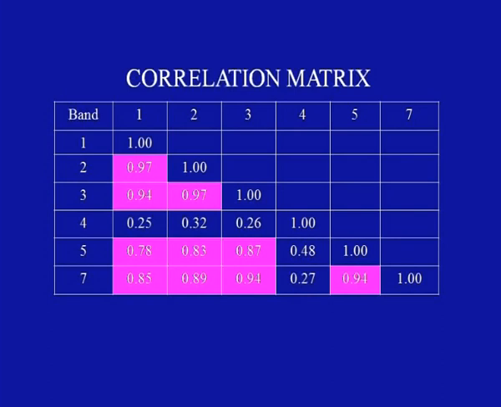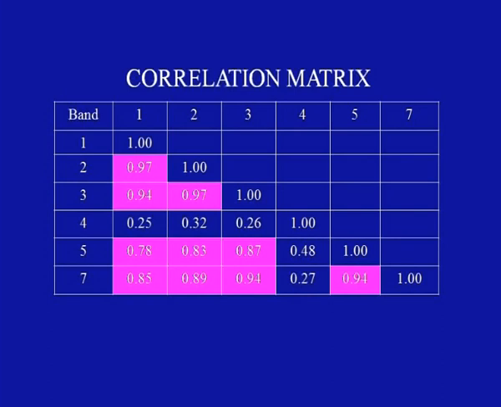In case of band 1 and 2, the correlation is of the order of 0.97, or in case of band 1 and 3, it is of the order of 0.94. Similarly, between band 2 and 3, we find it to be of the order of 0.97. Well, what does this mean?